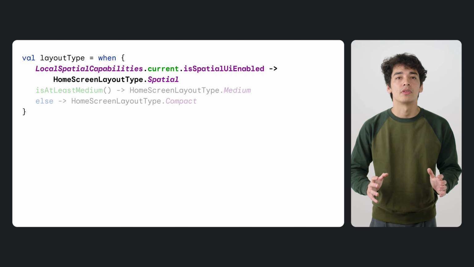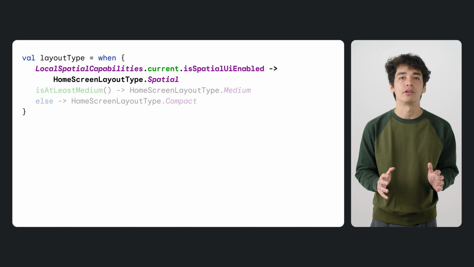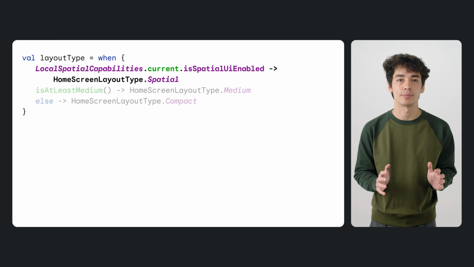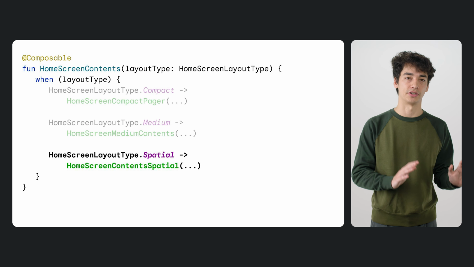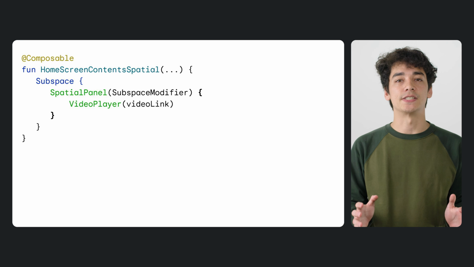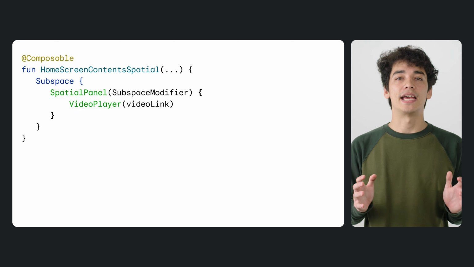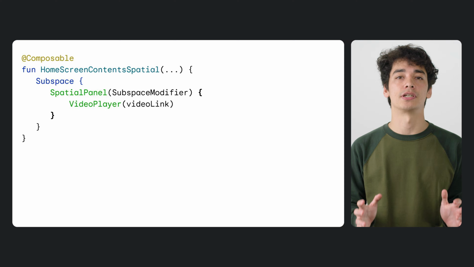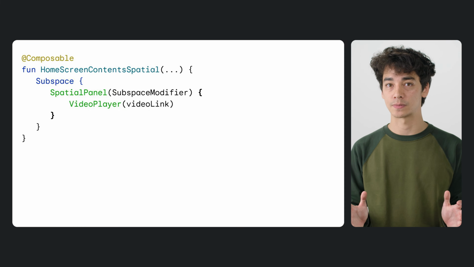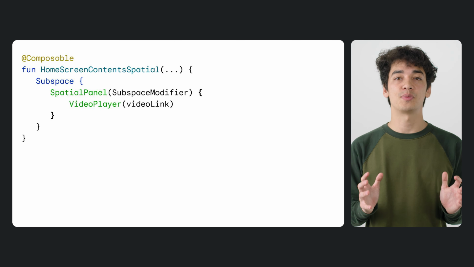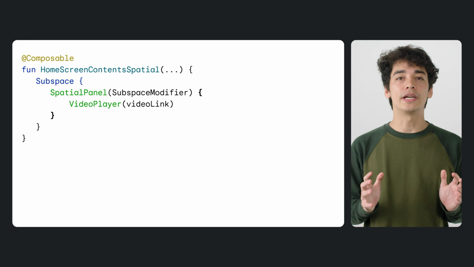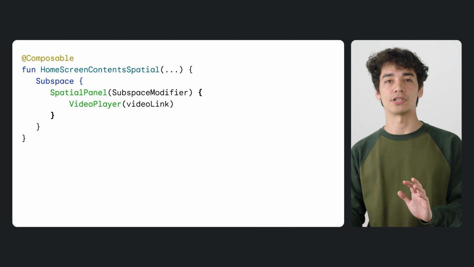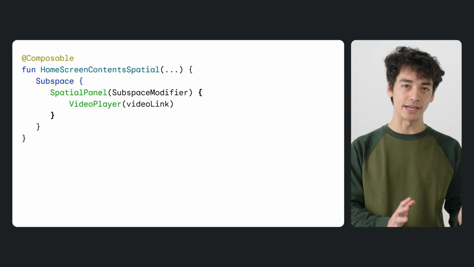Back to the code. We'll add the capability to use the spatial layout when we detect that the current capabilities support it. Then, we can render a new spatial layout instead of the compact or medium versions. The simplest spatial UI contains a spatial panel and a subspace. A subspace is a composed element that represents a portion of 3D space that can only have spatial UI composables inside it, like spatial panels. These composables are called subspace composables and are modified by subspace modifiers. Then, we can just put the original flat video player component that was already present in Androidify into the panel.